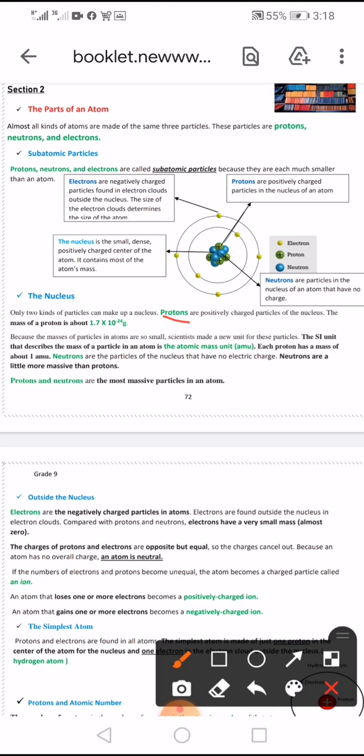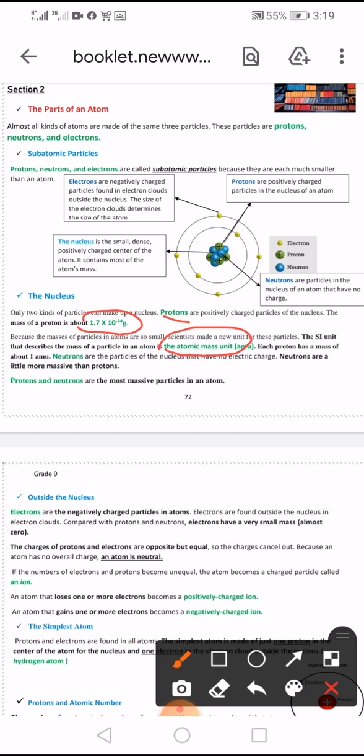The mass of a proton is about 1.7 times 10 to the power negative 24 gram. Because the mass of particles in an atom is so small, scientists made a new unit for these particles. So we use another unit called the atomic mass unit to measure the mass of particles inside the atom.